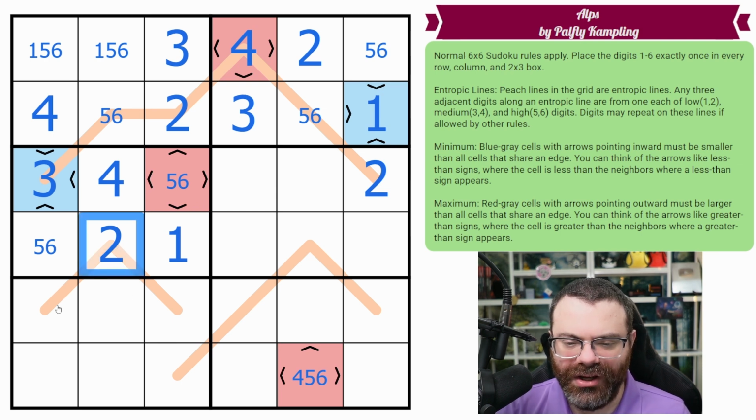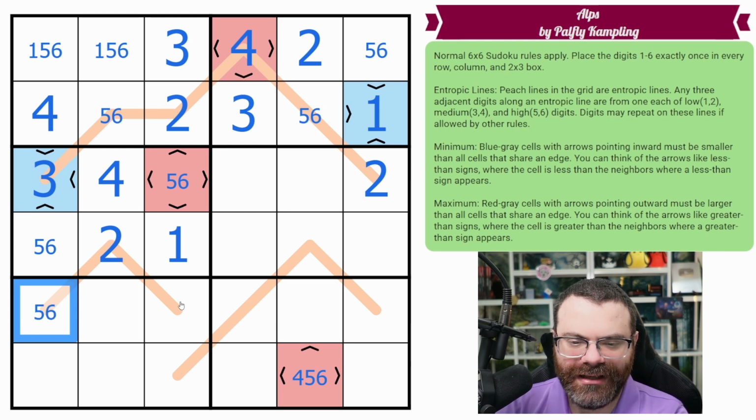So this is the low. So these have to, and this can't be mid. It sees a 3, 4. So this has to be high, and this has to be mid. The only mid left is 4. This is the other 5, 6, which makes it high.